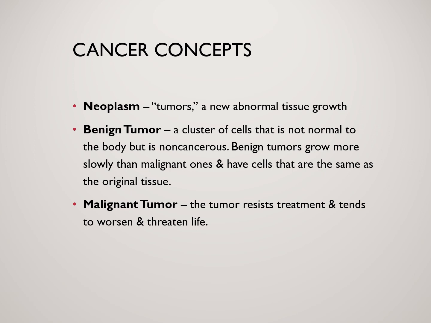Cancer cells spread by breaking away from the original or primary tumor site, and they enter the bloodstream or the lymphatic system. That's the means they use to spread themselves. The cells then invade other organs and form new tumors, and those tumors can damage those organs. The spread of cancer is called metastasis. A malignant tumor is cancerous. It often resists treatment and tends to worsen and threaten life.